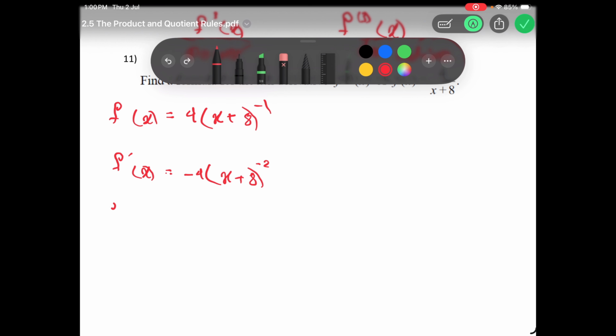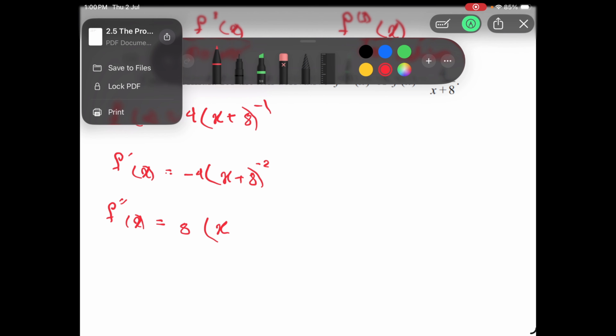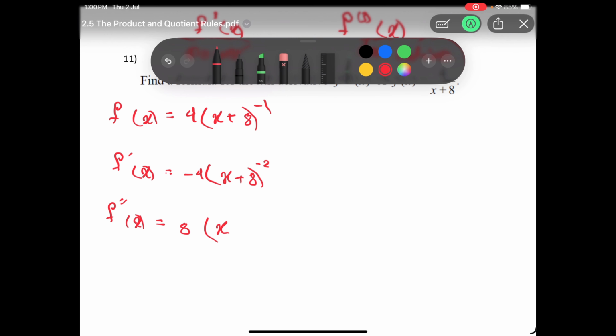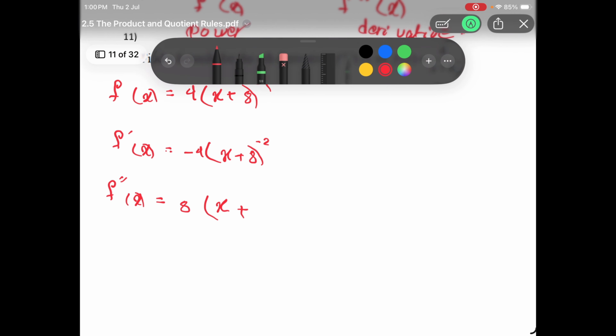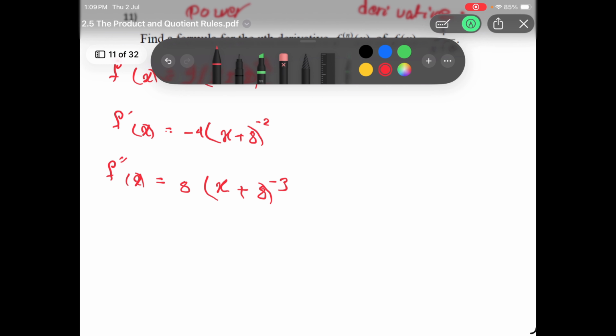Then what is f double prime? So f double prime of x will be 2 times -4 times -2, which is 8, then x plus 8 to the power of -3. Okay, so one more derivative.